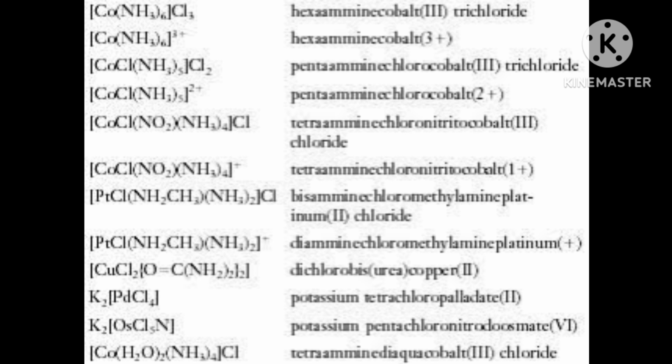Now the third rule: polydentate ligands are also listed alphabetically. Very important, and you might be knowing this also. If not, then you should know. Polydentate means the ligand may have 2 or 3 atoms, sometimes maybe 4 also, which can donate electrons. That's why it is called a polydentate ligand. Polydentate ligands are also listed alphabetically.